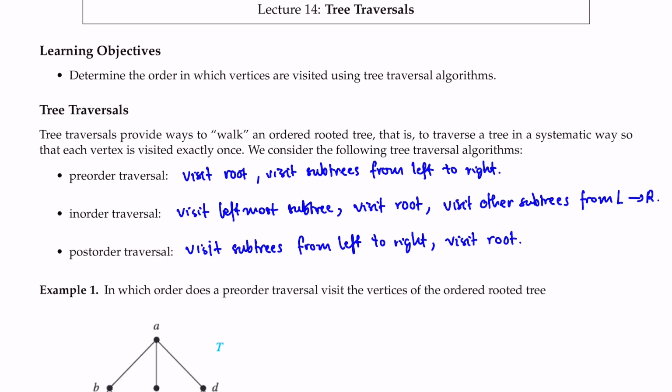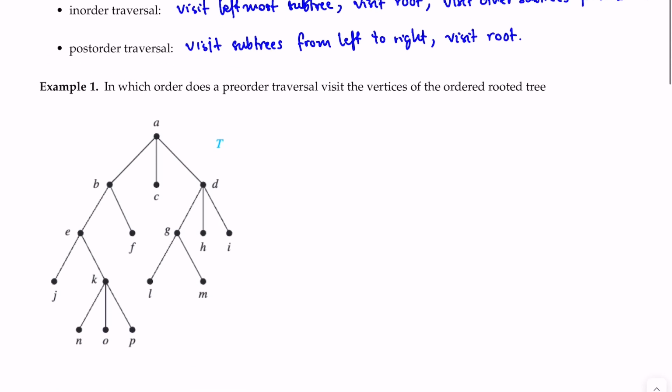Alright, so I'm going to give you an example, and in this example we look at the same rooted tree, but we're going to apply three different algorithms to write down the order in which we visit the vertices of the rooted tree. So in the first example, you are given this rooted tree, and you want to apply the preorder traversal algorithm to visit the vertices of the rooted tree exactly once. Again, the preorder traversal is that we visit root first, and then we visit subtrees from left to right. So the root that we're going to visit first is obviously A.